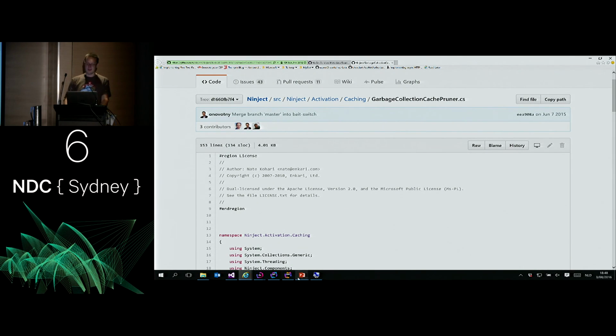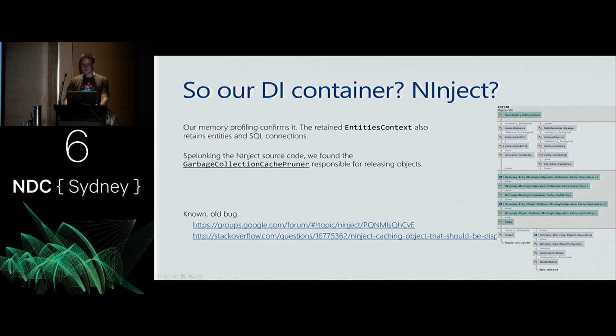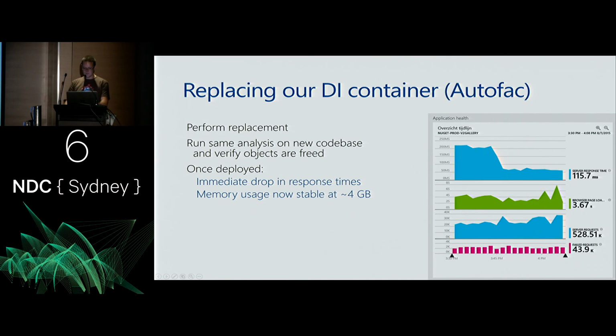Damn. So we basically found out that Ninject was holding on to all of our entity framework contexts, and there was no really good solution. We found a couple of other people having the same issue, so we decided to get rid of this one for our application and switch to a different one. We did that, and we found that memory usage dropped to a normal level, and we actually fixed the issue there.